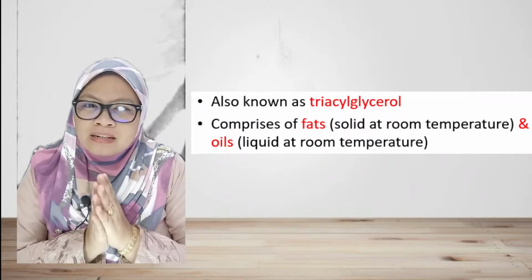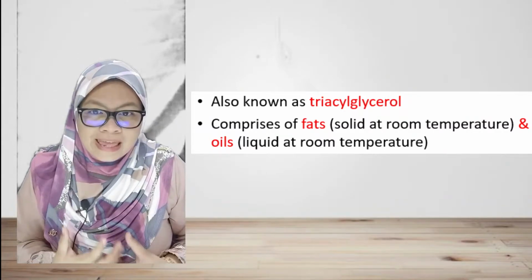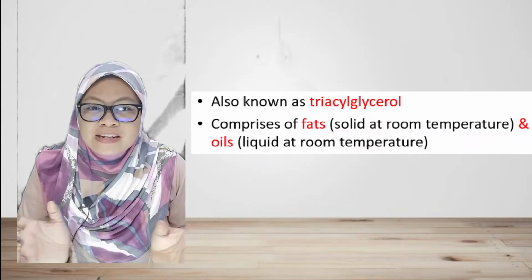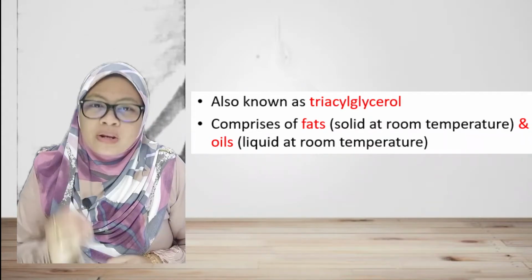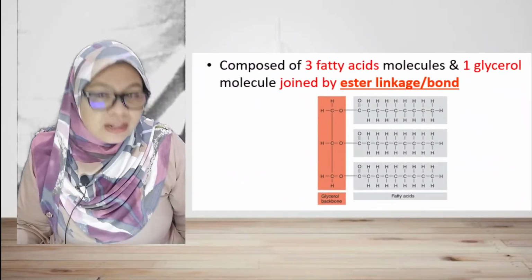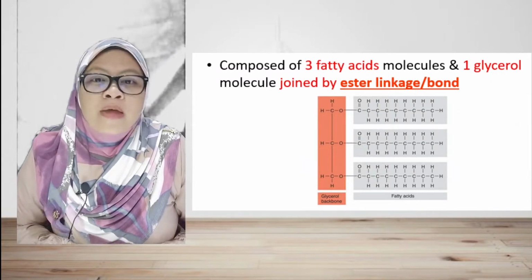Let's take a look at the first major type of lipid, which is triglyceride. Triglyceride is also known as triglycerol. At room temperature, if the triglyceride is in liquid form, it is called oil. But if it is in a solid form at room temperature, we call it fat. Triglyceride is composed of 3 fatty acids that link to 1 glycerol by ester linkage. I repeat, triglyceride is made up of 3 fatty acids that link to 1 molecule of glycerol with the linkage called ester linkage.